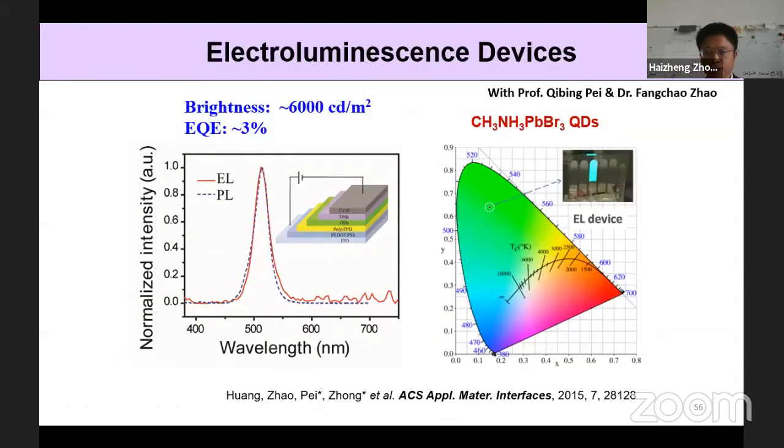The resulting perovskite powders obtained from Emulsion LARP synthesis were sent to UCLA. We collaborated with Professor Qibing Pei, and we demonstrated the LED device. Although the earlier devices are not quite good, they show an EQE of 3% with a brightness of 6,000 cd per square meter. And it's quite promising for early devices.